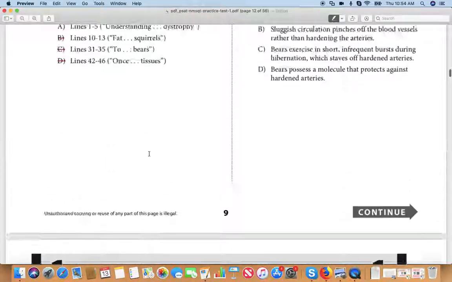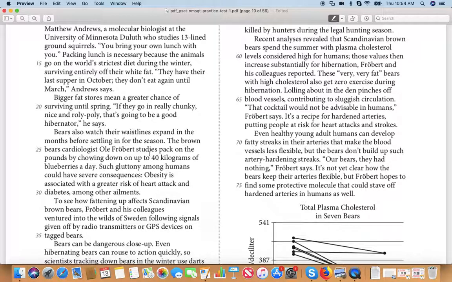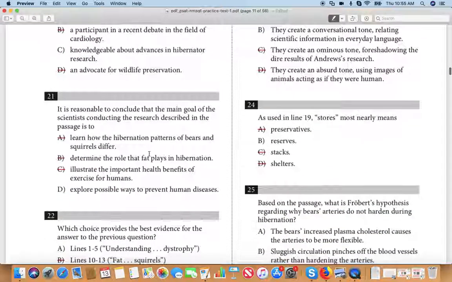Try answer choice C. That's lines 69 through 72. Even healthy young adult humans can develop fatty streaks in their arteries that make the blood vessels less flexible. But the bears don't build up such artery hardening streaks. What about in those lines? Do we see anything about Frober's hypothesis as to why bears' arteries don't harden during hibernation? Well, it's talking about their arteries hardening. This is on topic, which is a good sign. But do we see any evidence about his hypothesis, his educated guess, as to why those arteries don't harden? He doesn't put a personal opinion there. I don't see it there, but I feel like we're on the right track.